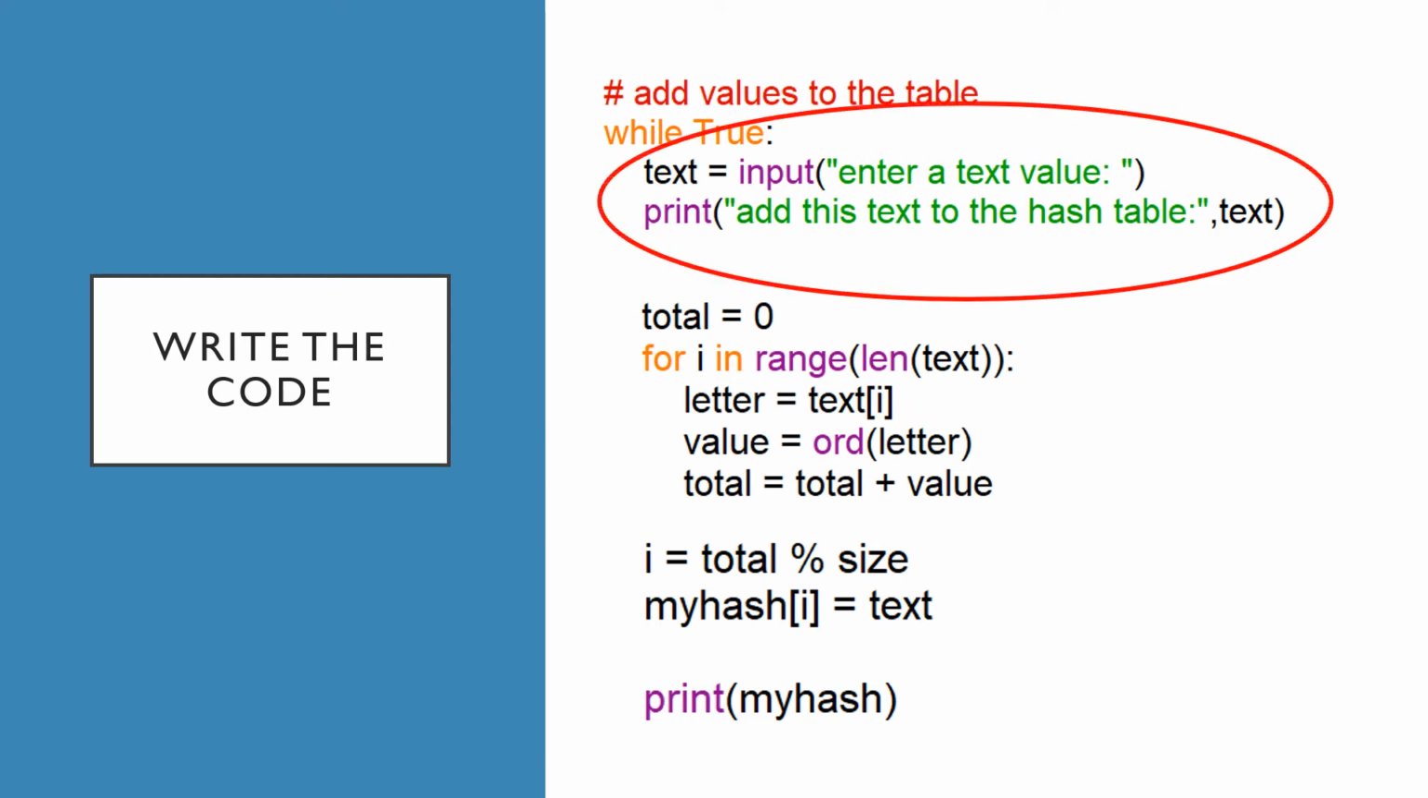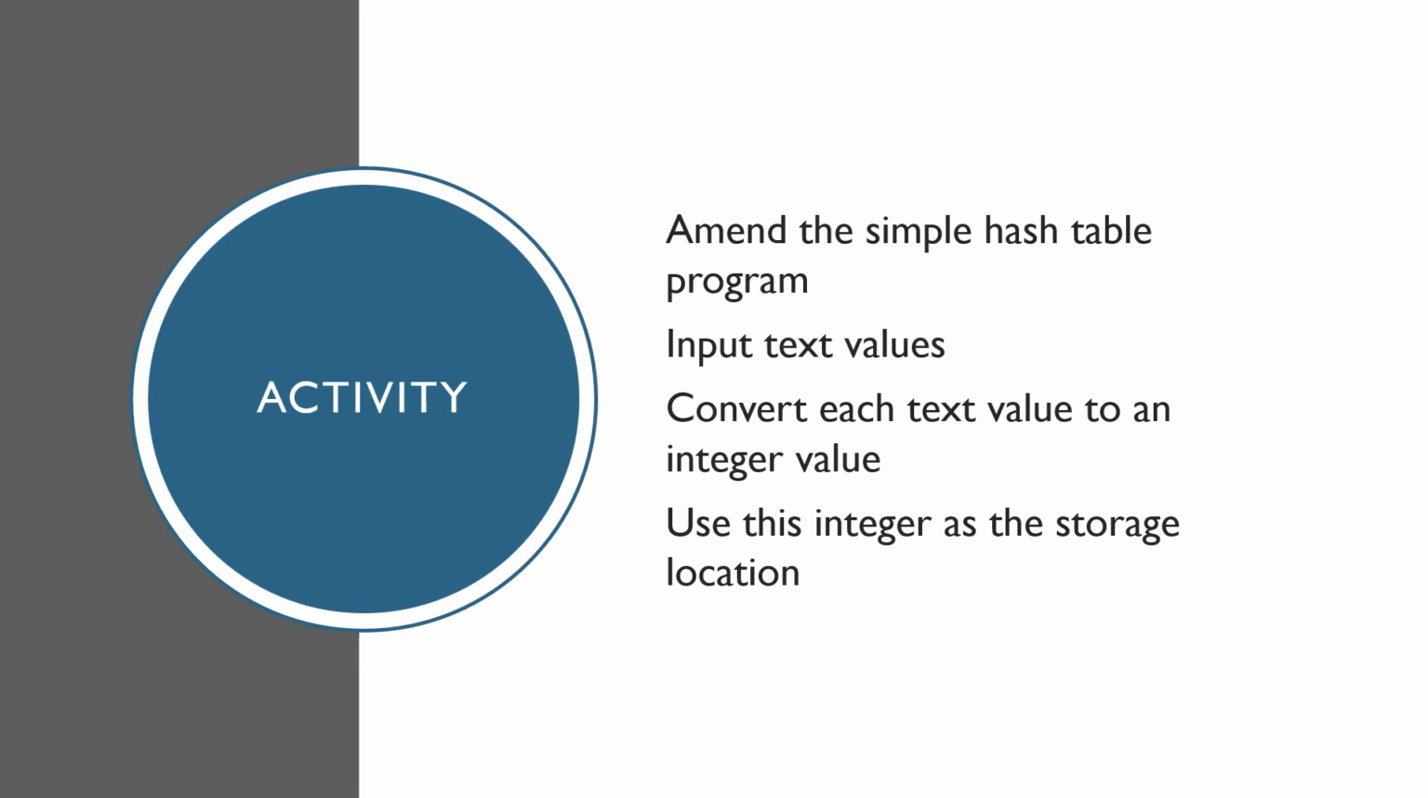So I'm inputting some text and I'm converting that text into an integer. So have a go at that now. Here's the activity that I'm leaving you with. Amend the simple hash table program that you created before so that the user can input text values, convert these text values into integers, and use the integers as the storage locations.